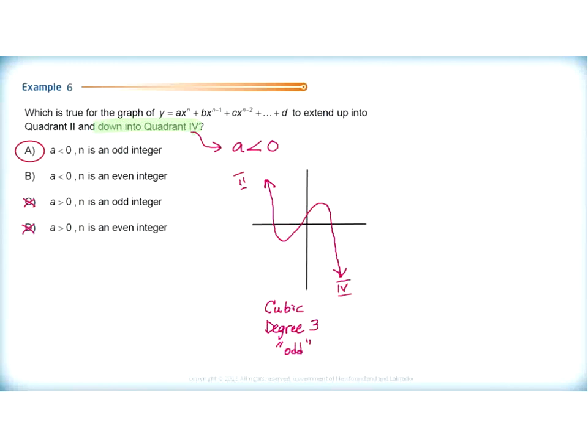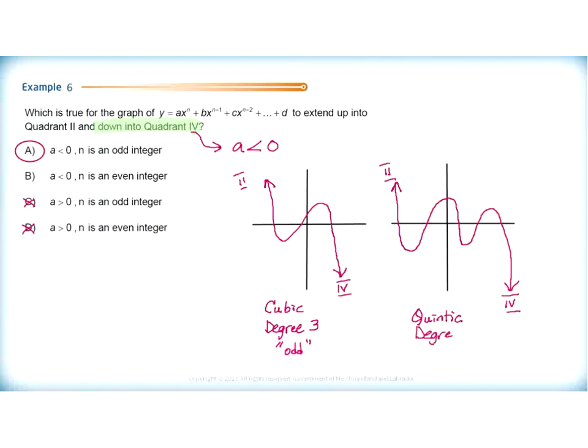However, we do have another odd polynomial. Another odd polynomial could be that of a quintic, where we have the graph of a squiggle. Again, because it's of degree 5, it could have 4 turning points. So again, the graph extends from quadrant 2 to quadrant 4. So this would be the case for a quintic polynomial, which is of degree 5. And again, that's an odd degree polynomial function.